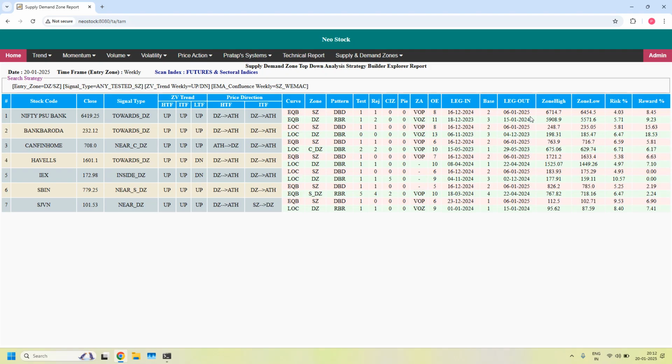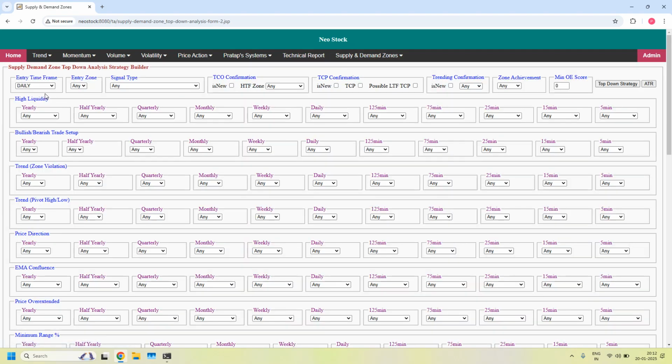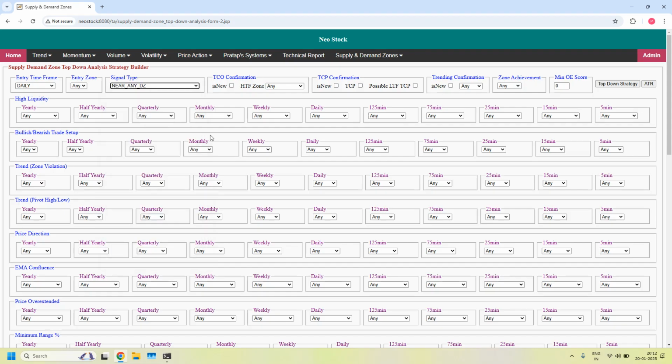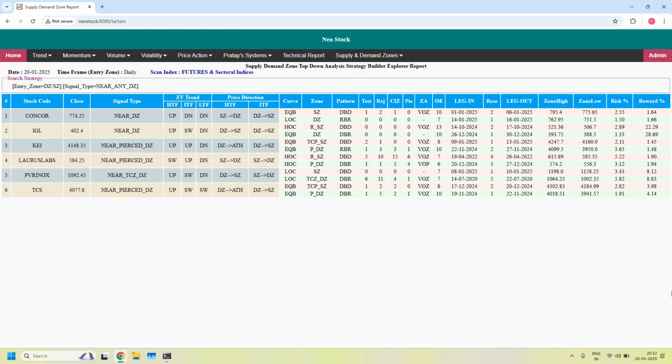Okay, next time frame is the daily. Entry time frame daily. Let us find the stocks near daily demand zone. We got 6 stocks. Let us identify high liquidity zones from this list. We don't have any high liquidity daily demand zones from this list.